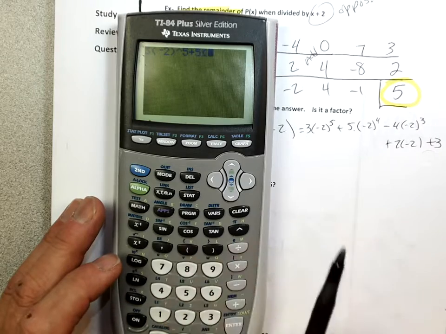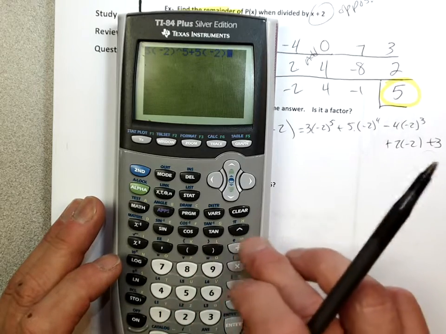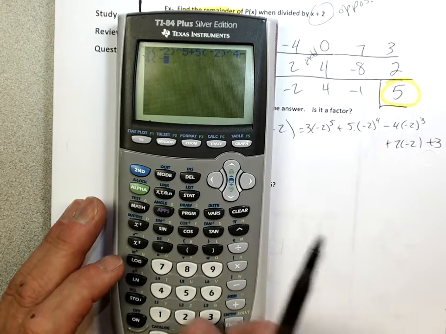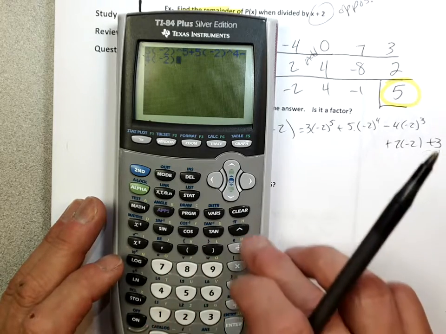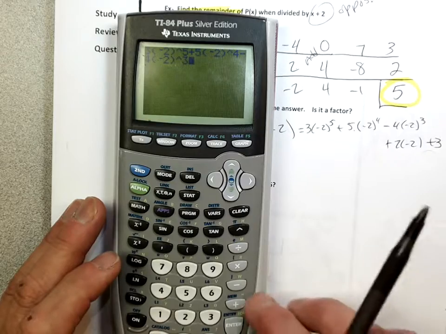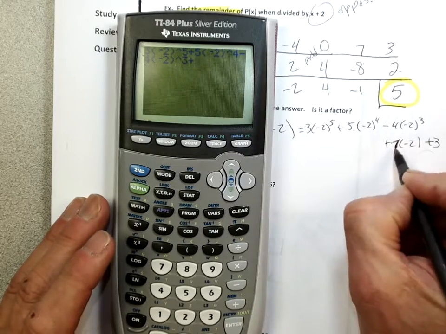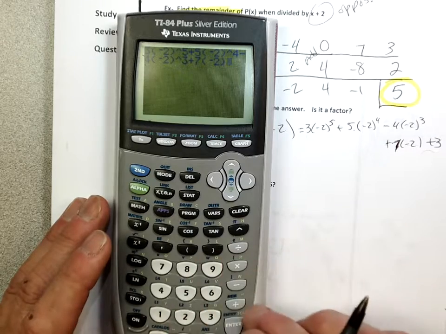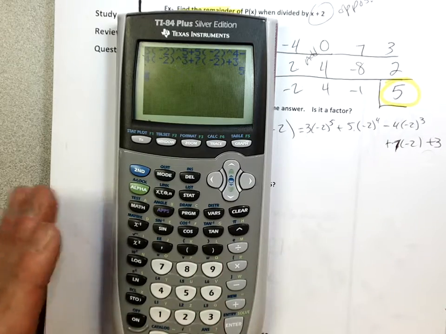Plus 5 times negative 2 to the 4th. Make sure I don't goof up again. Negative 2 to the 3rd plus 7. See, that looked like a 2 to me. That's a 7. Plus 7 times negative 2 plus 3. There we go. There's my 5.